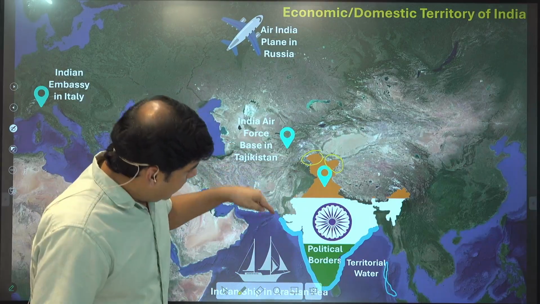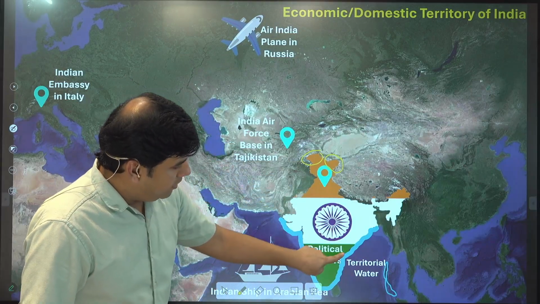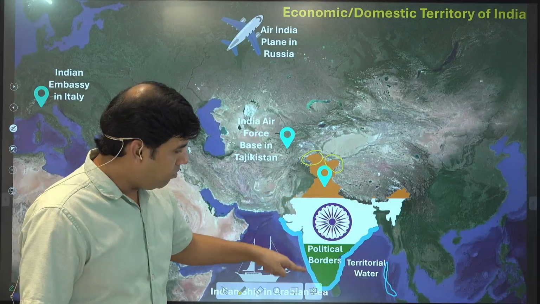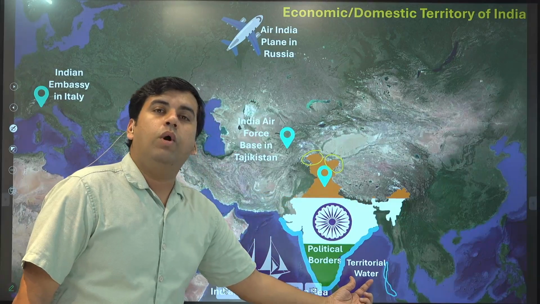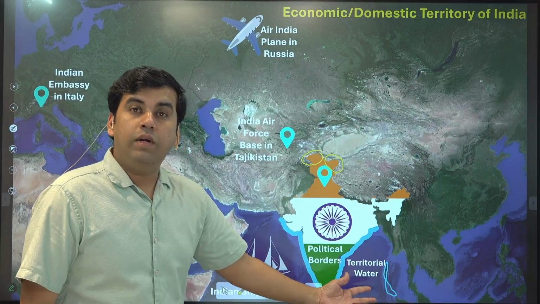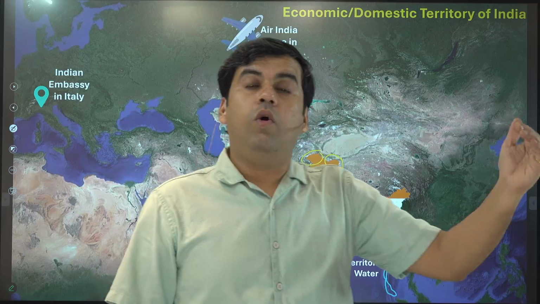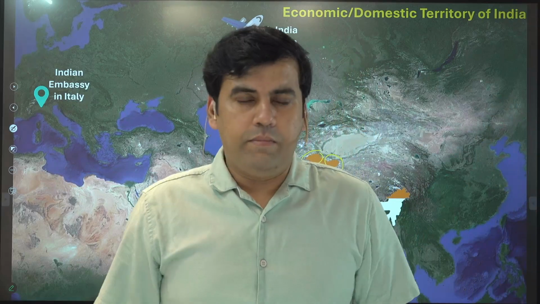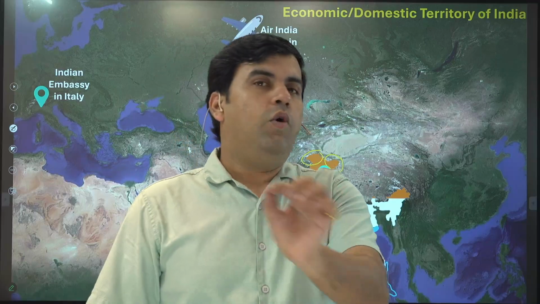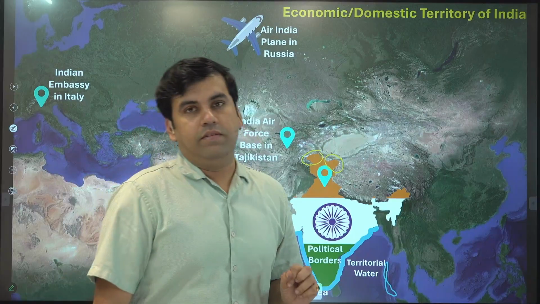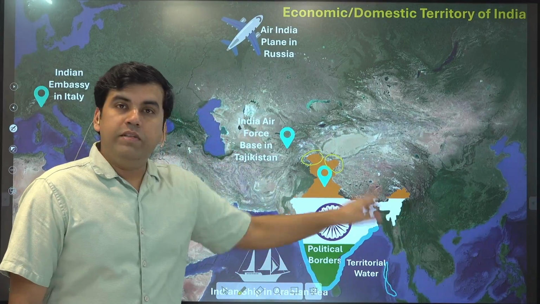Number two. I have drawn a border over here, as you can see, a blue border. This is known as the territorial water of India, later extended to exclusive economic zones. Territorial water is up to 12 nautical miles. Then comes the exclusive economic zone, where India has all the economic rights, up to 200 nautical miles. So that is also part of domestic territory.